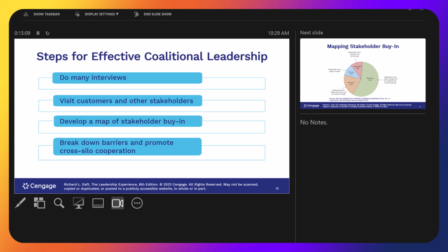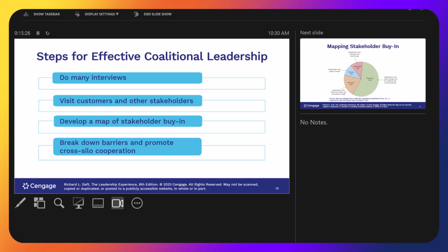Visit customers and other stakeholders. They want to know what's going on. Talk to the customers and the other stakeholders. Get their input. When you get people's input, guess what you also get? Their buy-in.